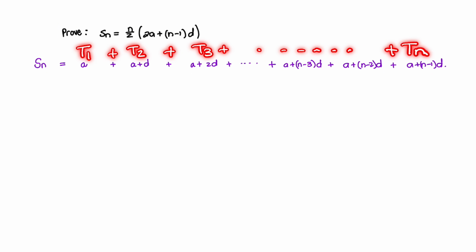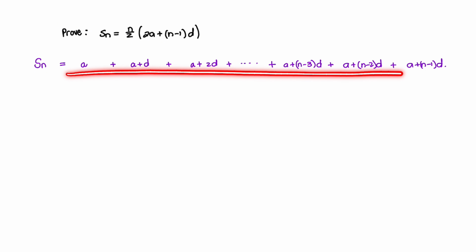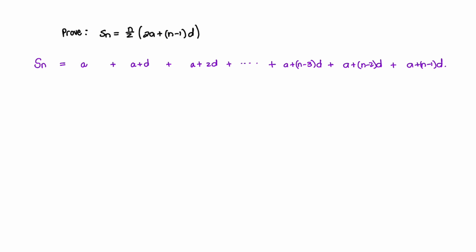And in the previous video, I explained that term 1 is represented by a, term 2 is represented by a plus d, and term 3 is represented by a plus 2d. And that's all that we do in this part of the proof. We are simply writing the terms in terms of a and d.